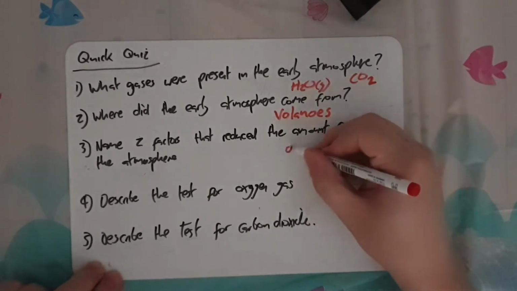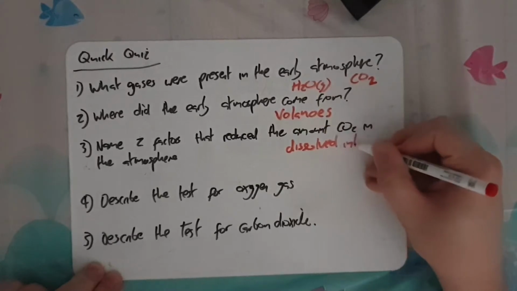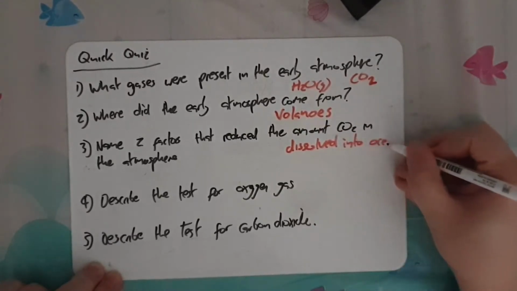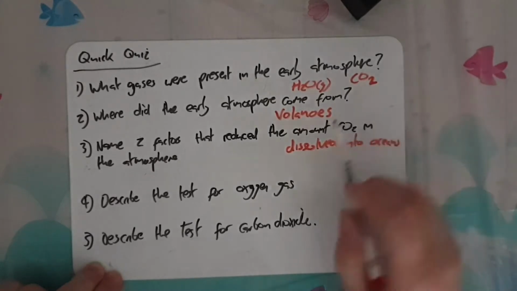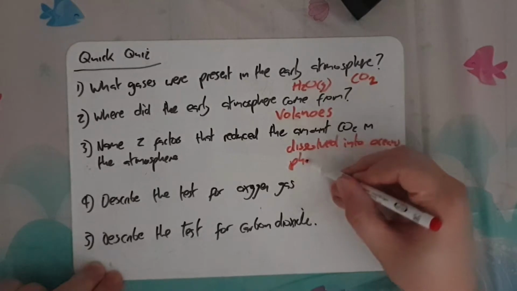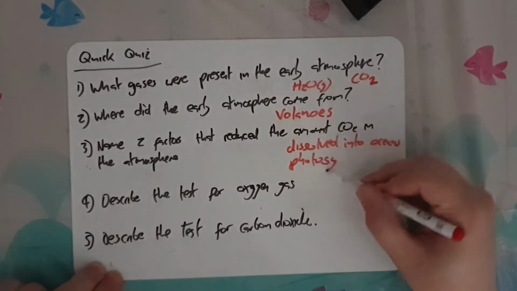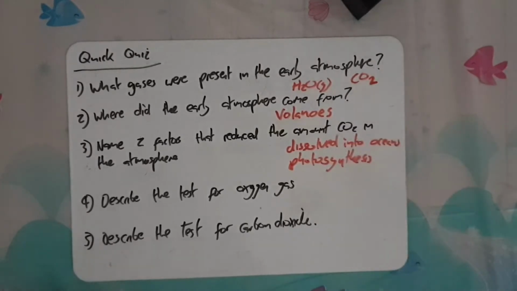Right, name 2 factors that reduce the amount of carbon dioxide in the atmosphere. So the first one is, it dissolved into oceans. So when the oceans were first formed, a lot of the carbon dioxide dissolved into the oceans, so that's going to reduce the amount in the atmosphere. And the other one is photosynthesis. So when life and primitive plants evolved, they started doing photosynthesis, which used up a lot of carbon dioxide as well.